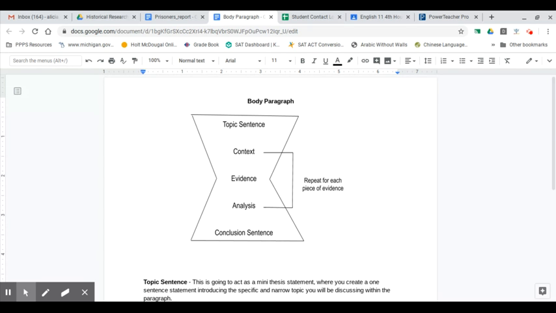We forget these sometimes. We like to jump into evidence right away, but we actually need to take a second, write a topic sentence, which is going to act as a mini thesis statement for your paragraph. This is where you create a one sentence statement introducing the specific and narrow topic you will be discussing within your paragraph. So your thesis statement for the whole paper lays out what you are going to argue. Each individual paragraph breaks down that thesis statement into smaller arguments, and your topic sentence is what actually presents what smaller piece you will be covering. Once you lay that out, you can then start introducing your first piece of evidence.